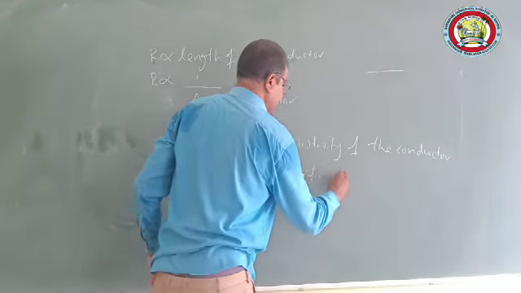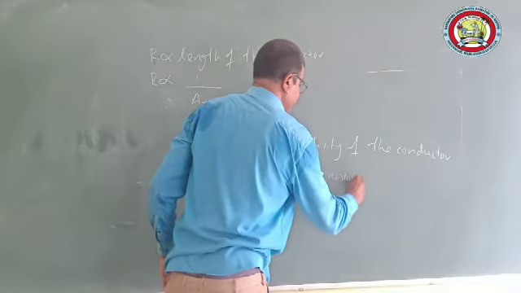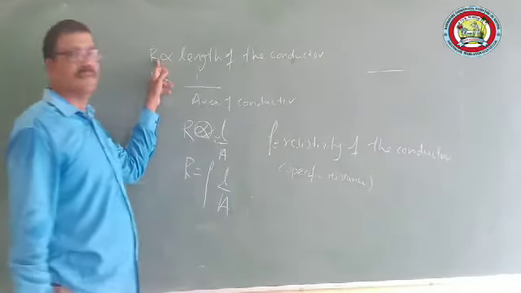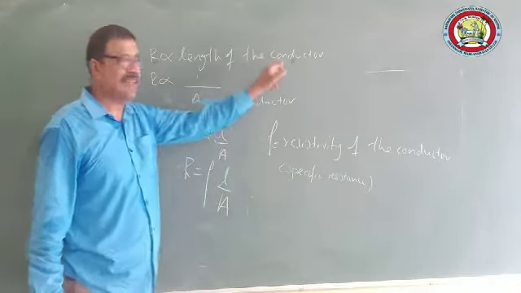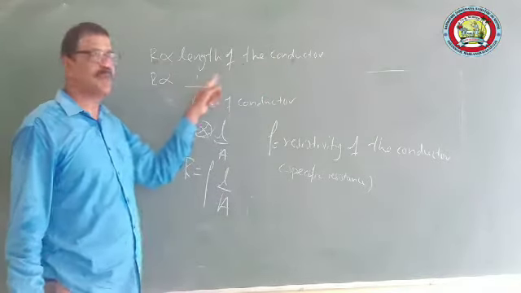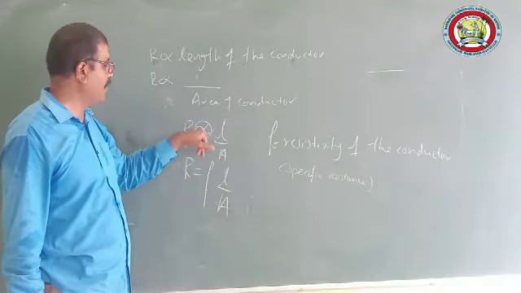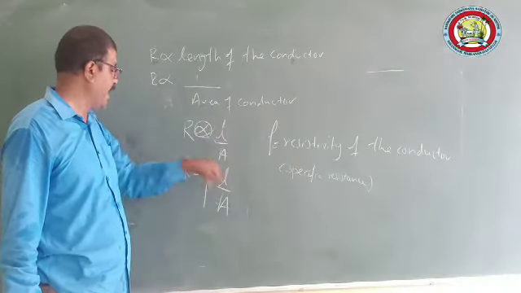Specific resistance. Once again, I'll explain it to you. The resistance will be directly proportional to the length of the conductor. It will be inversely proportional to the area of the conductor. So when I put it in expression, what will I get? R will be directly proportional to L by A.